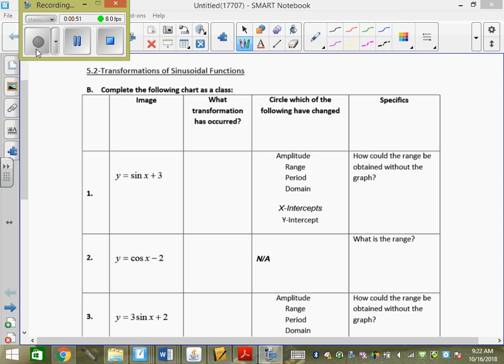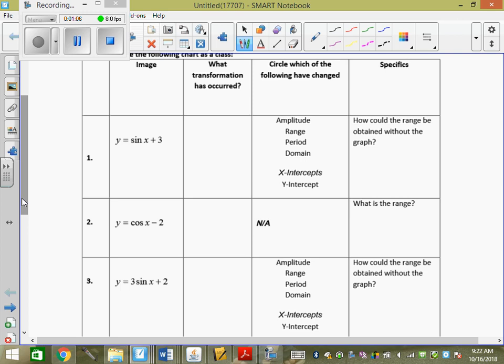Today, what we're going to look at is those as well, but we're also going to look at the C and the D. So C is your horizontal translation, and D is your vertical translation. So all the translations and transformations happening to it, and reflections, etc. So what transformation has occurred in number 1?